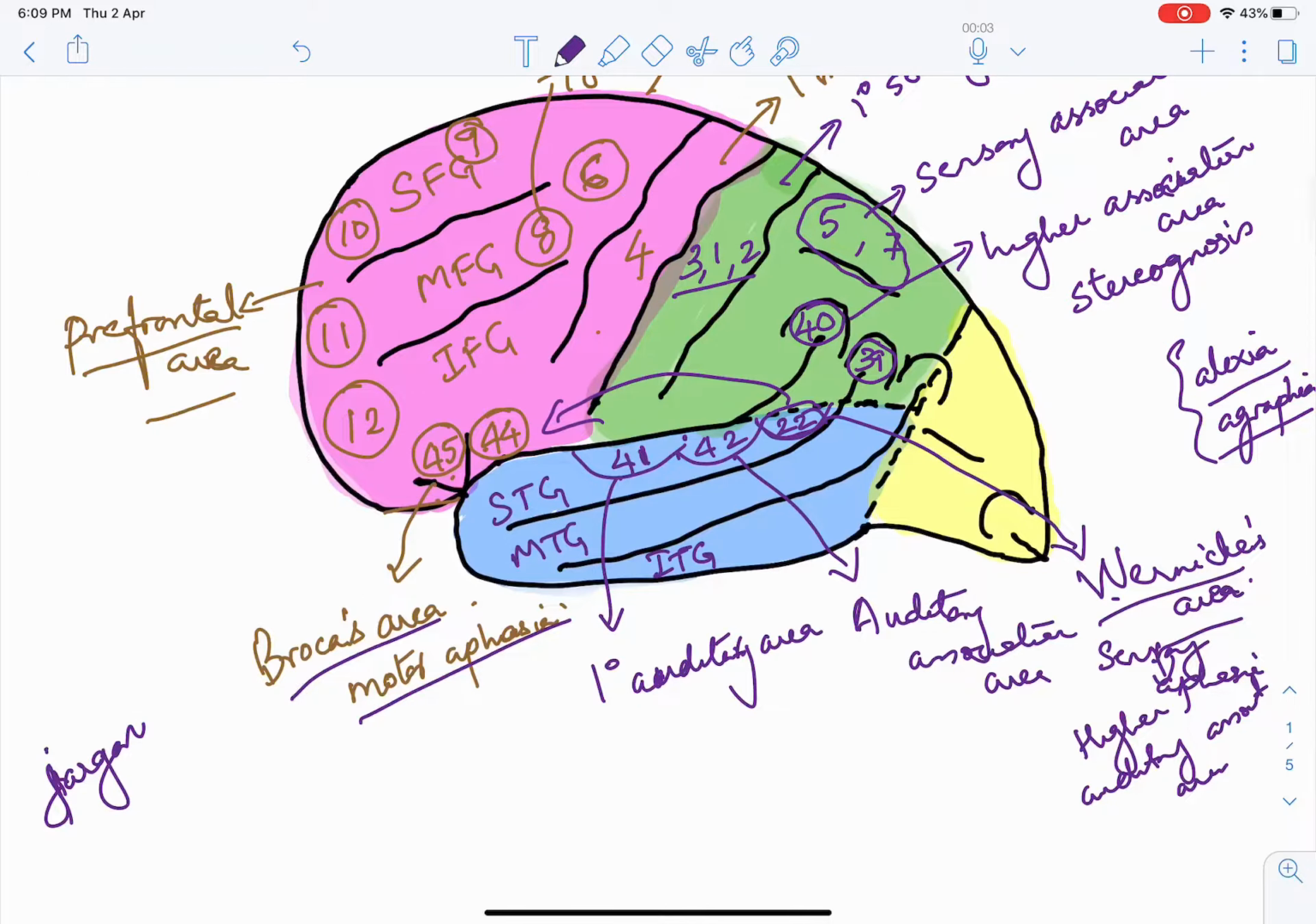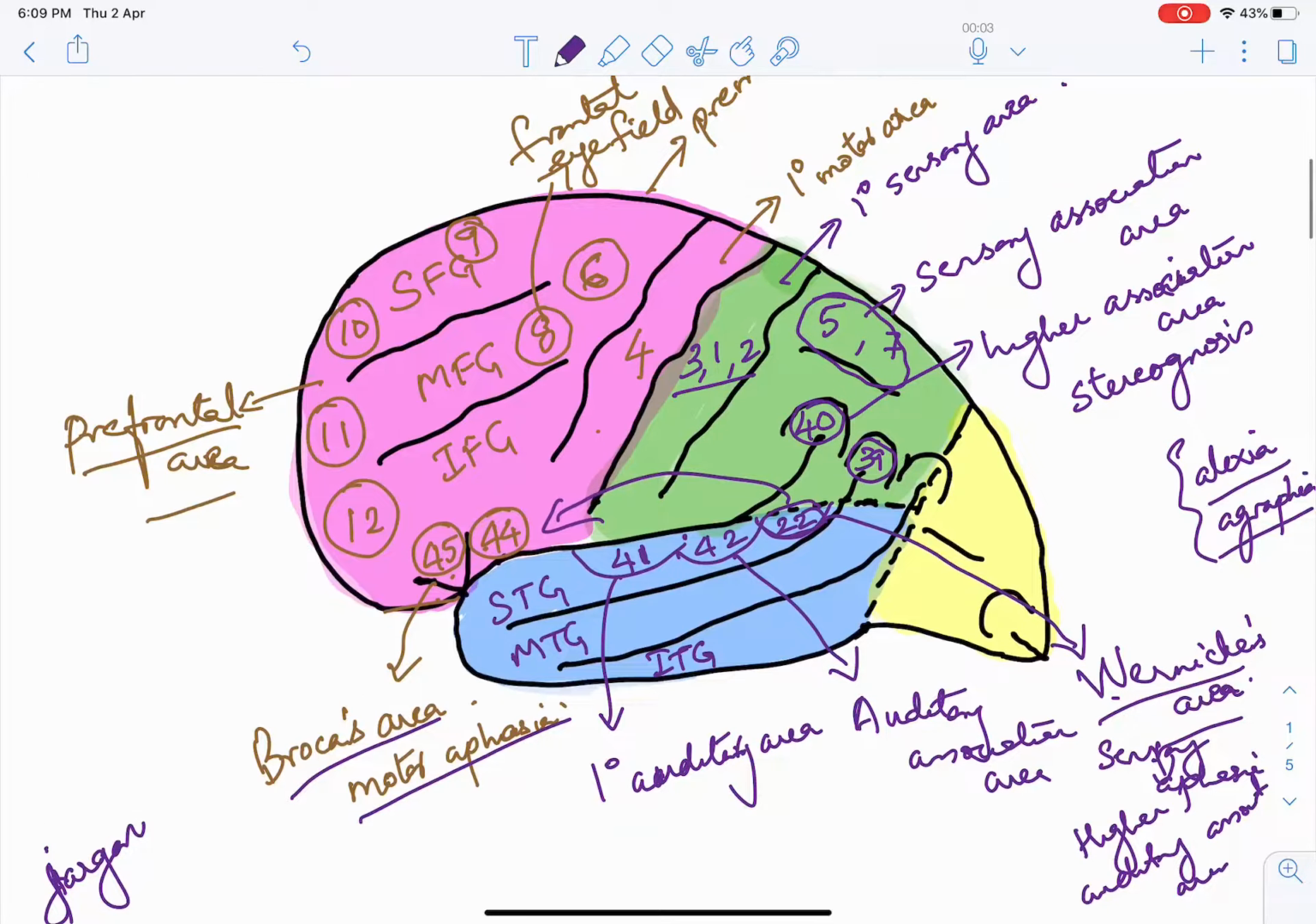So we have completed the functional areas in the frontal lobe, parietal lobe and the temporal lobe. Now we have to learn the functional areas in the occipital lobe. For the occipital lobe, we have the primary visual area, that is area number 17. Area number 17 is over here, located in and around the posterior part of the calcarine sulcus. The primary visual area is over here, area number 17. It is also called the striate area.